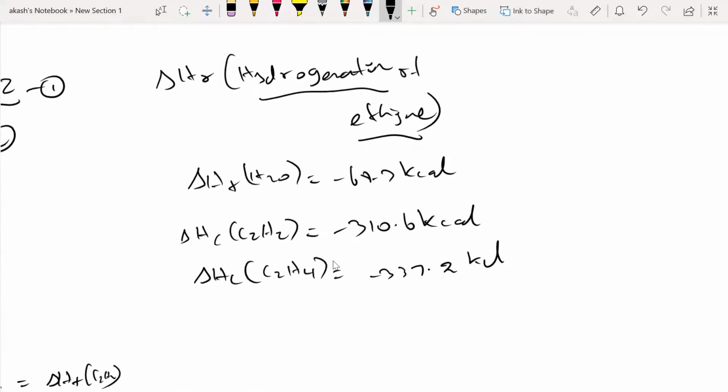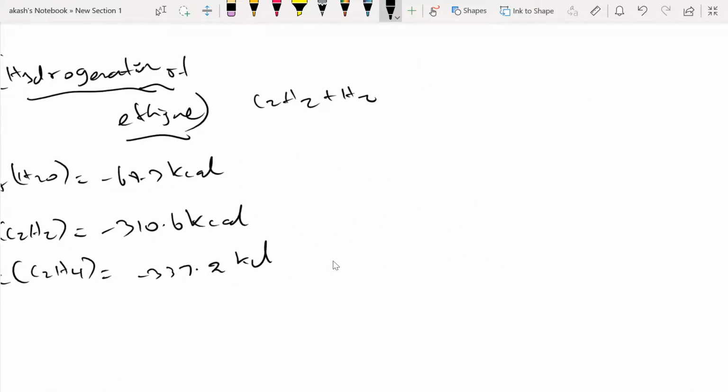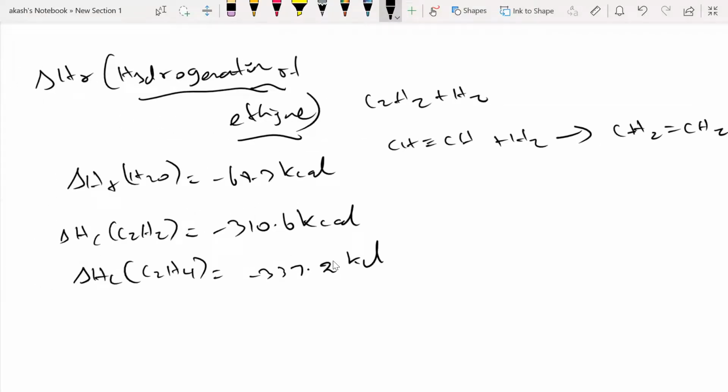When I say hydrogenation, you have to understand that we are converting C2H2. I'm going to add H2 to this and form ethene, not ethane. That is, CH triple bond CH reacting with H2 to form CH2 double bond CH2, not CH3 CH3. How do you understand this? Look at the values given: they are given only for C2H4 and C2H2. C2H6 is not given, so this is partial hydrogenation only.